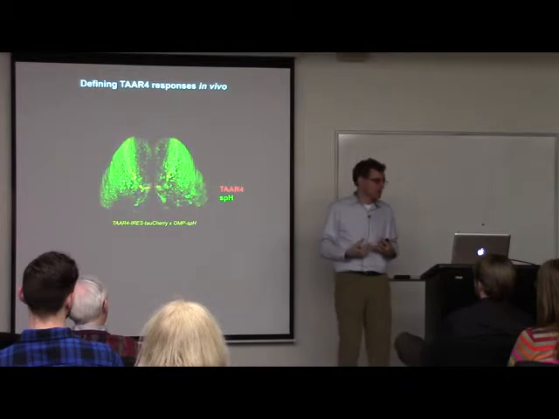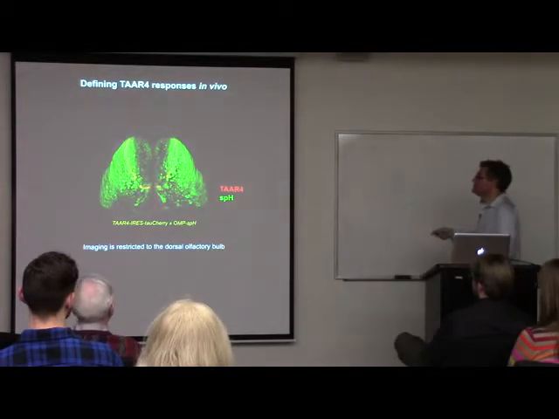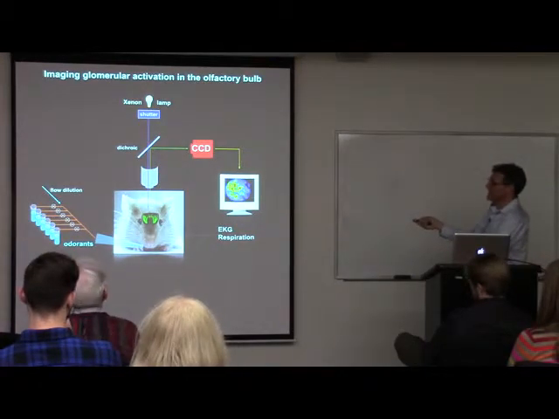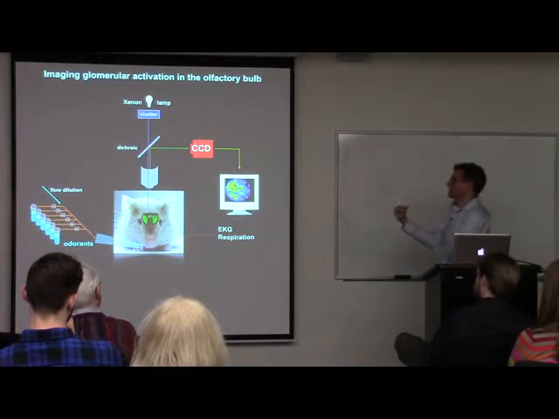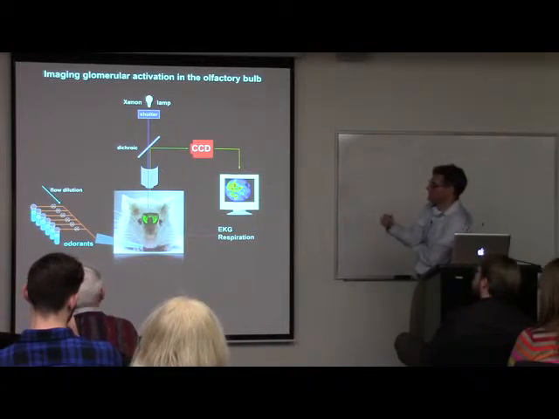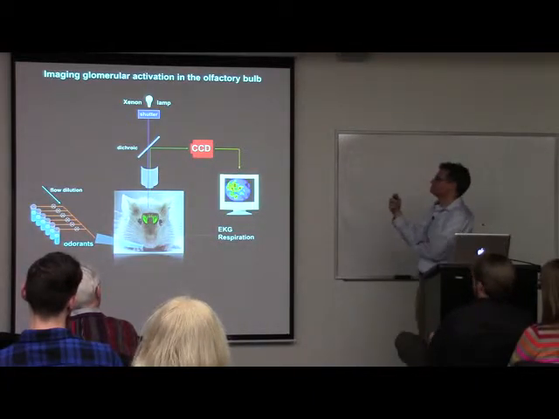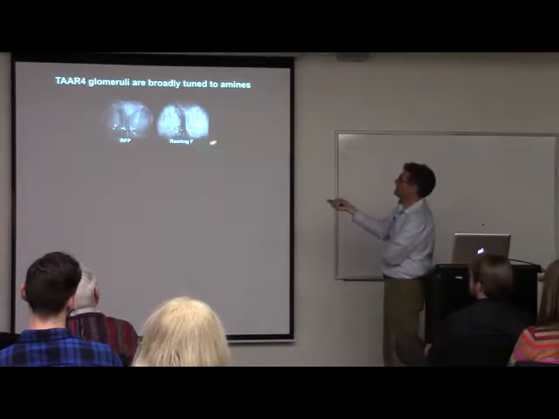We want to be able to know what these inputs are doing because we want to be able to do behavior. So what we do is we take these animals and put them underneath a standard CCD camera, thin the bone over the olfactory bulbs, and image from the glomeruli directly. That's how we get the images, the movies that I showed you before. When you do this, the kinds of images that you get look like this.